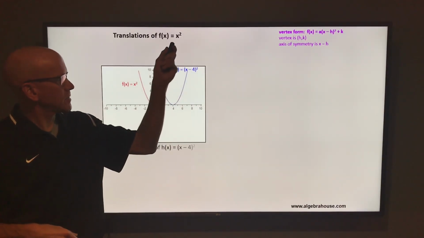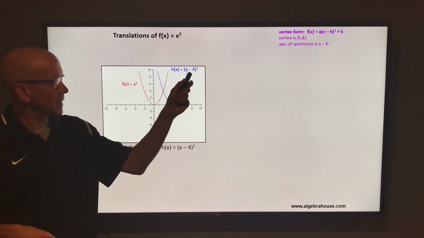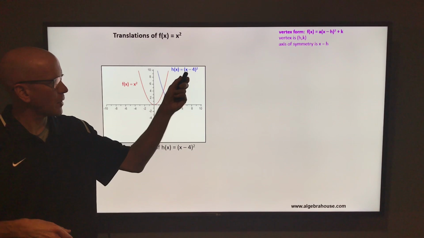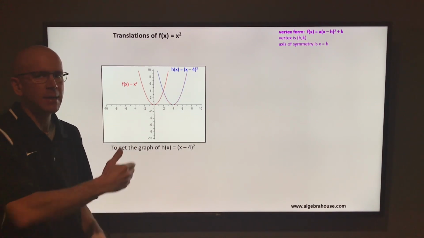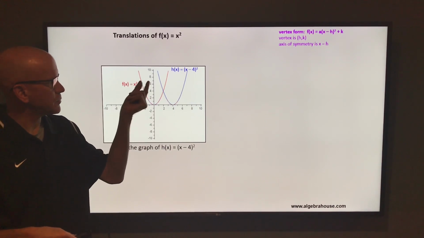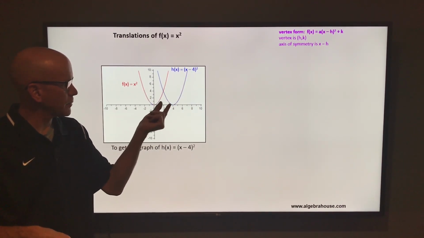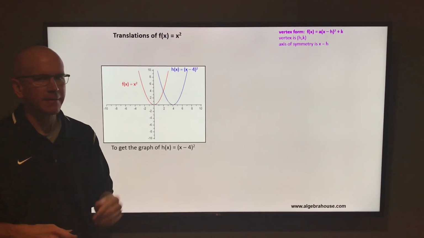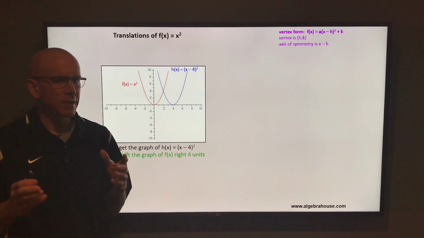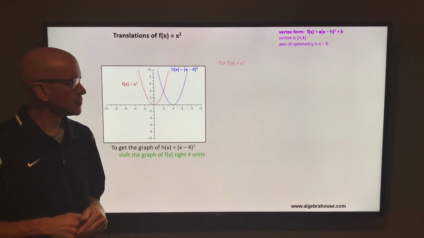I'm going to start with f of x equals x squared, that's the red graph, and go to h of x equals x minus 4 squared. If you remember translations, when you subtract 4 from the value of x, it's going to shift the graph to the right 4 units, and you can see that there. From red to blue, the graph is shifted to the right 4 units. So you would label that translation as shifted to the right 4 units.